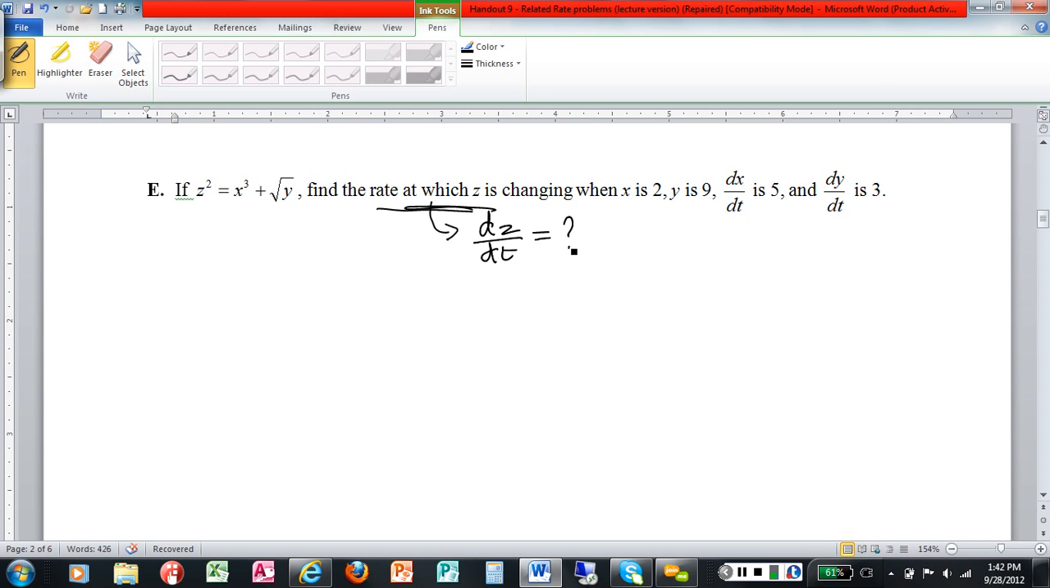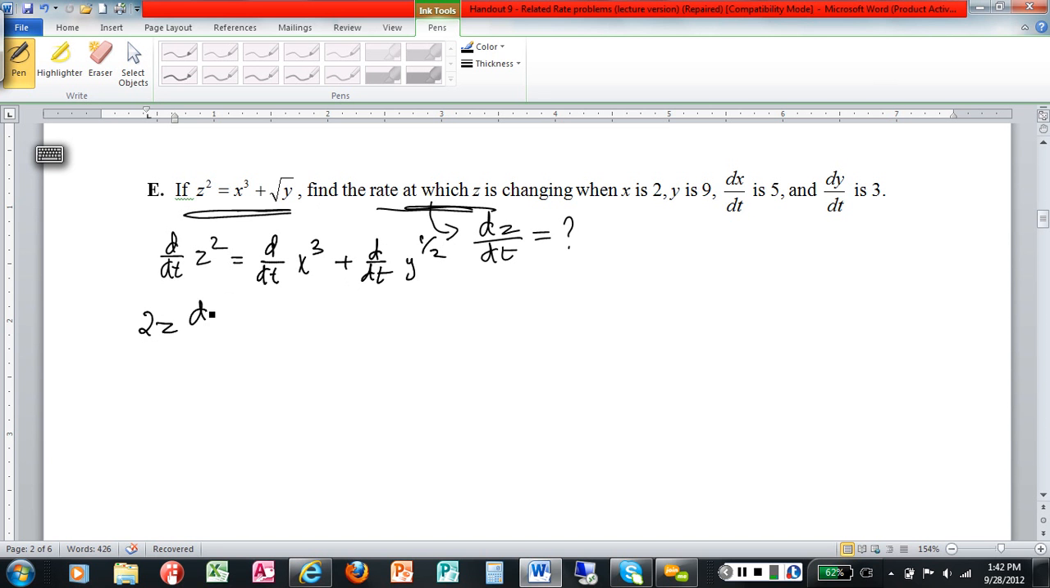Okay, so doesn't that mean I need a d/dt of all these things in this equation here? All right, so d/dt everything. So d/dt of z squared, d/dt the x cubed, and d/dt the square root of y, y to the 1/2. What do I get? So that would be 2z dz dt. That would be d/dt of x cubed would be 3x squared dx dt. Plus then the d/dt of y to the 1/2, that'd be 1/2 y to the minus 1/2 dy dt.